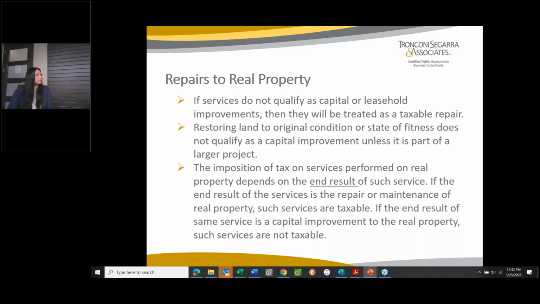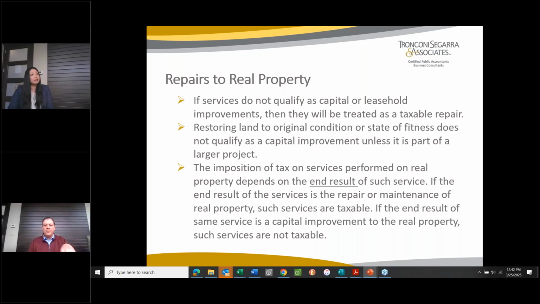You know, Kaitlin, I think that's similar to what I was talking about earlier, where with the gas station, if you're pulling out the tanks from the gas station, and then you're just filling that with dirt and leaving it, that's a repair. You're just restoring that land to its original condition. The end result's a repair and maintenance.